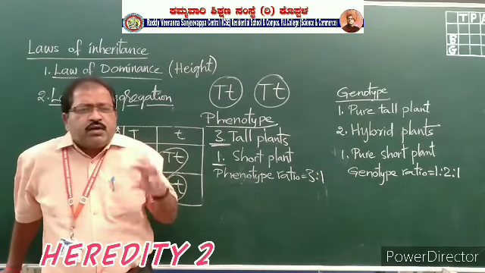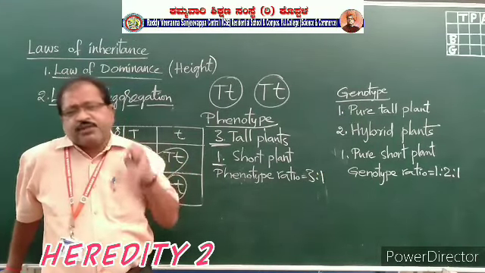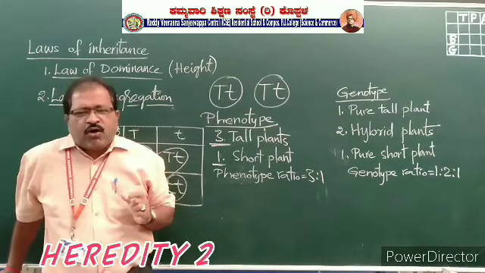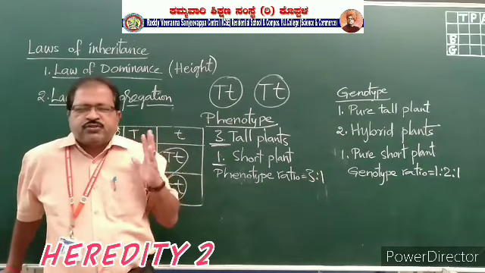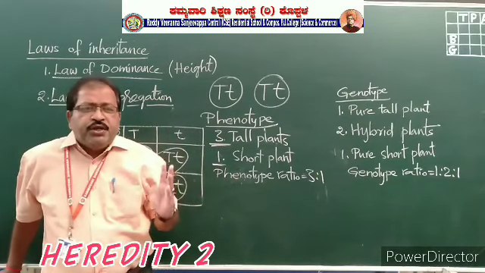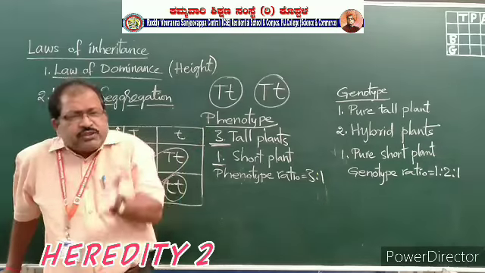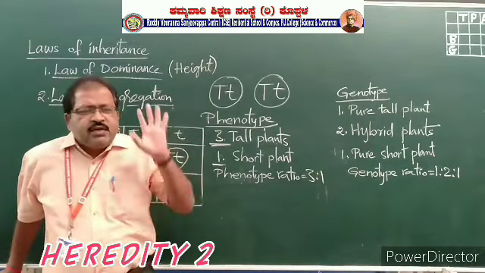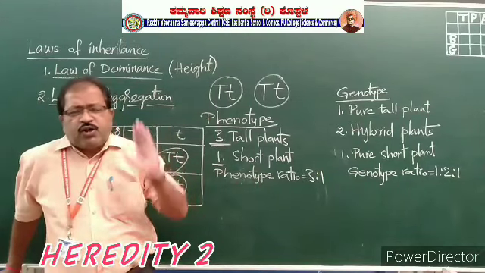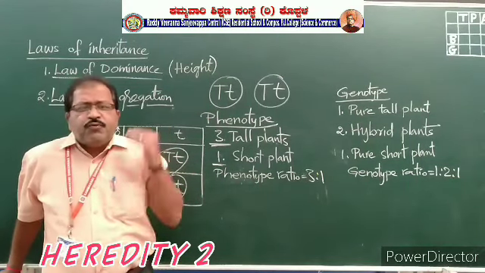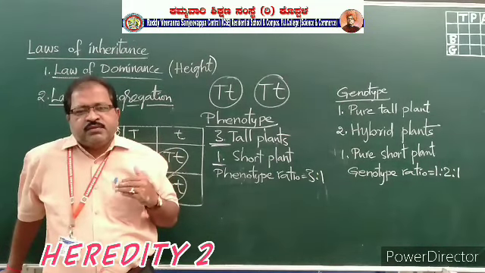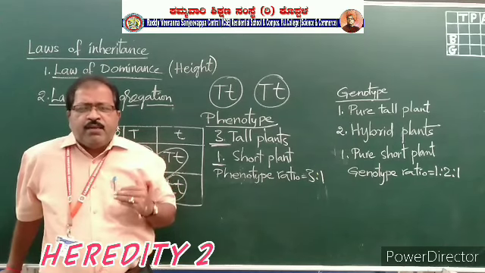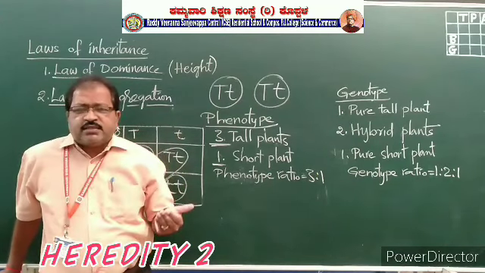So the plants obtained from the law of segregation are the pure breed plants. Those are all called pure breed plants, and these plants are used for producing the next generation. That is the law of segregation, the law of dominance, and the law of independent assortment. This is the third law given by Gregor Mendel, and we will discuss that in the next video.